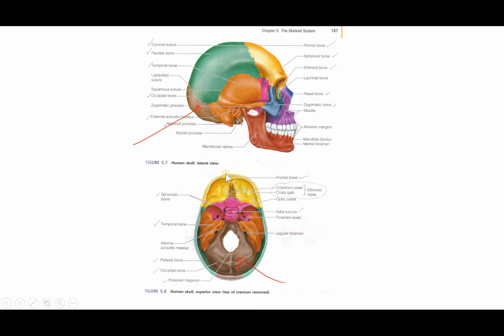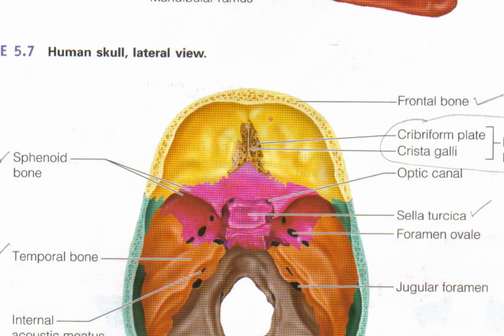Okay, in this view here, this is the ethmoid bone, and the cribriform plate is a part of the ethmoid bone, and the crista galli is this little mohawk, so to speak, that sticks up. Now in the picture it's hard to tell. When you see a real bone, you'll understand what I mean by a little mohawk, but that's the crista galli.